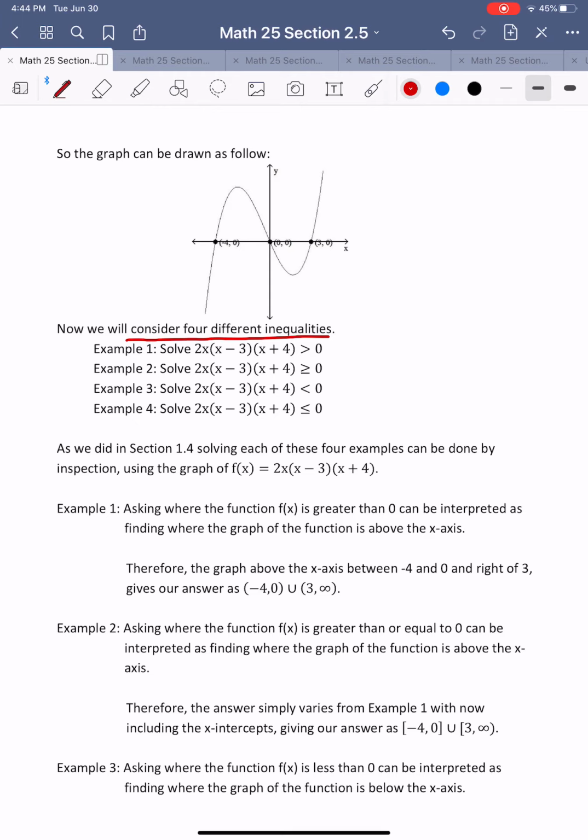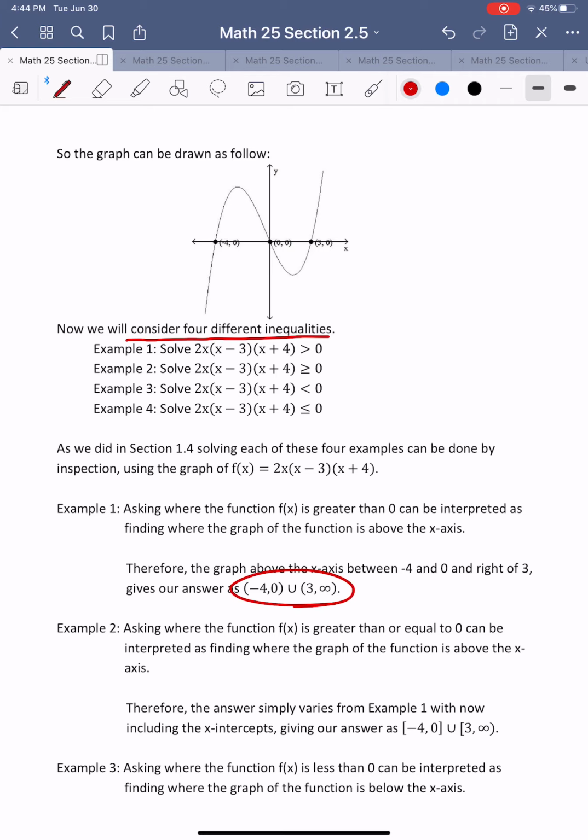So example 1 says greater than 0, which means we cannot include the x-intercepts here. So in order to do that for example 1, we want anything above the x-axis. Okay, so this is going to be the solution, okay? So I want to say from negative 4 to 0, and then 3 to infinity. So this is how you can get this.